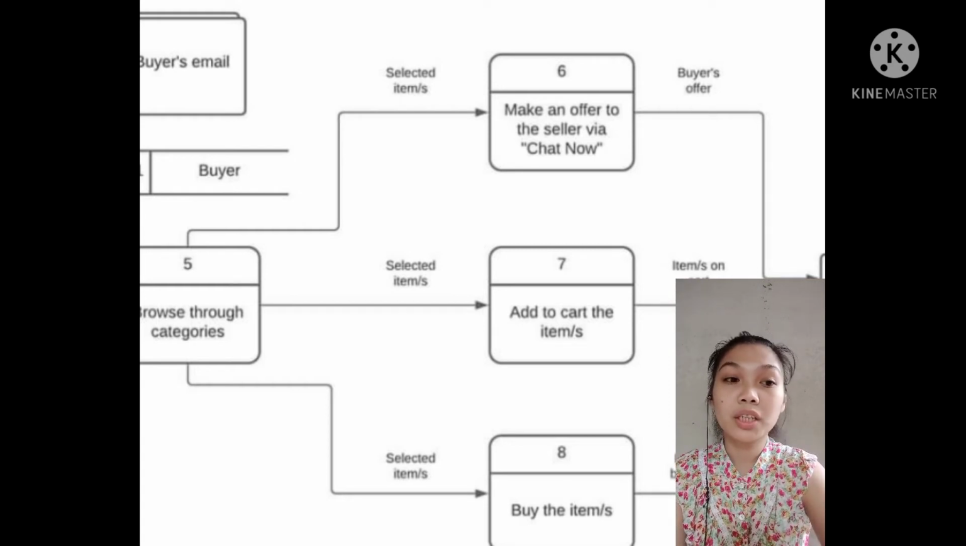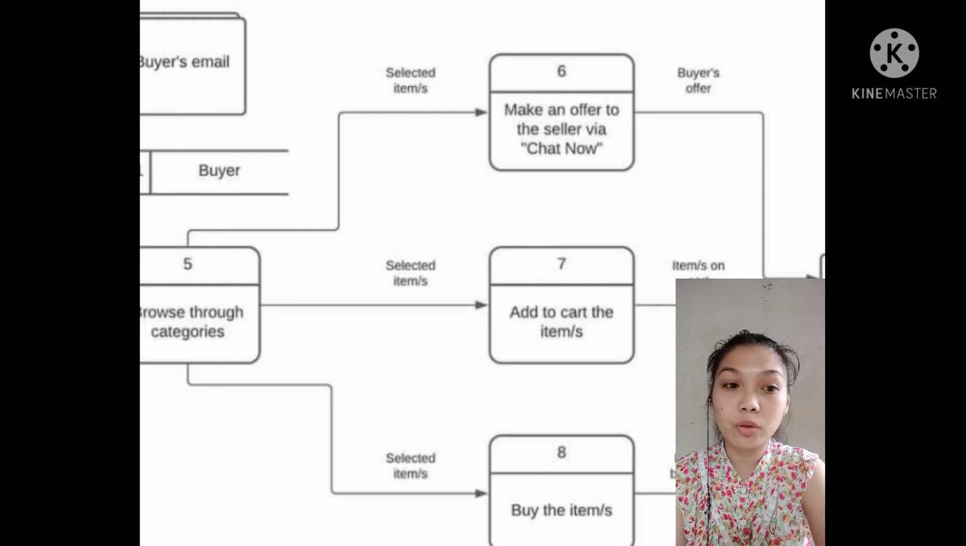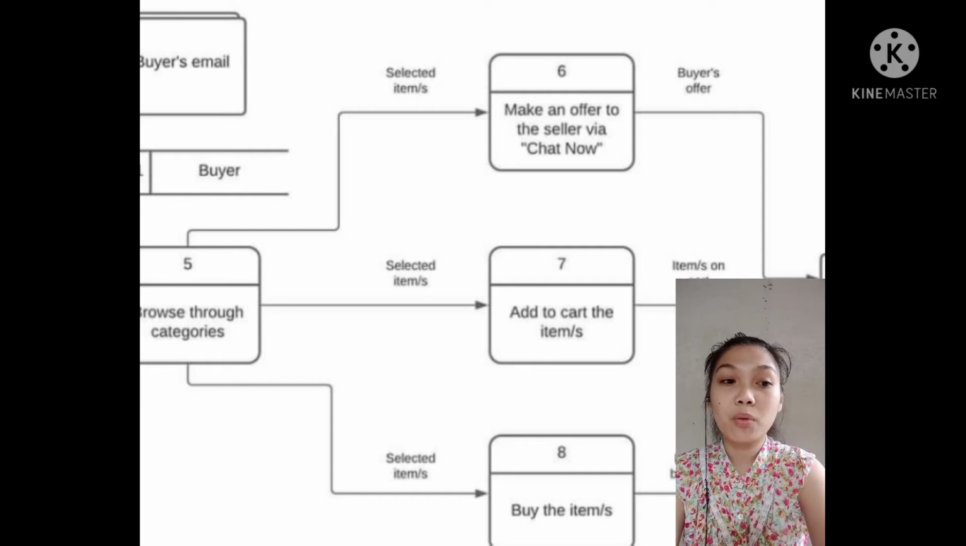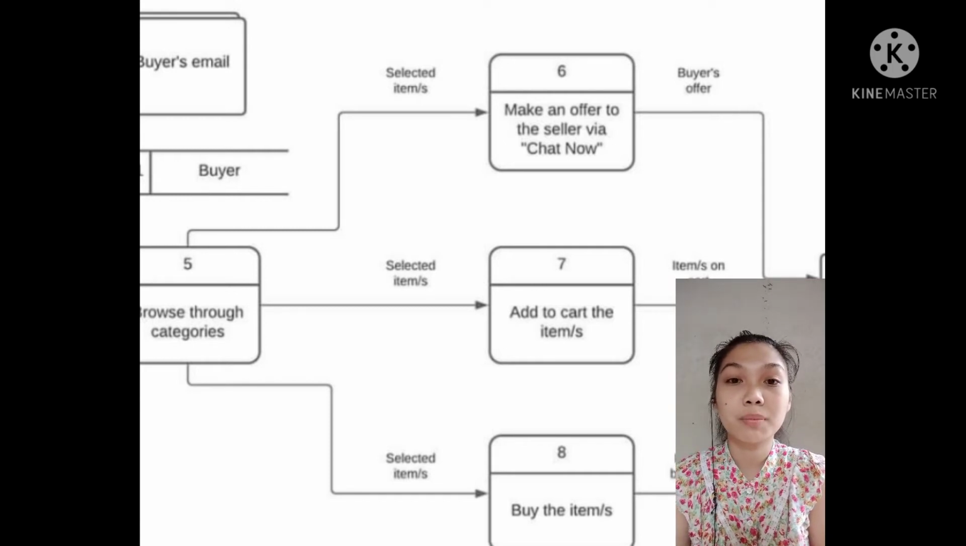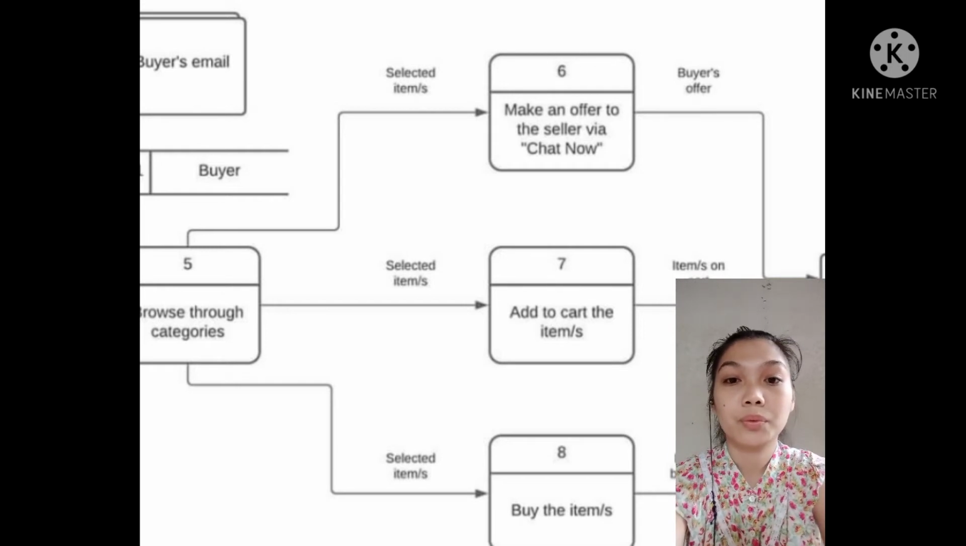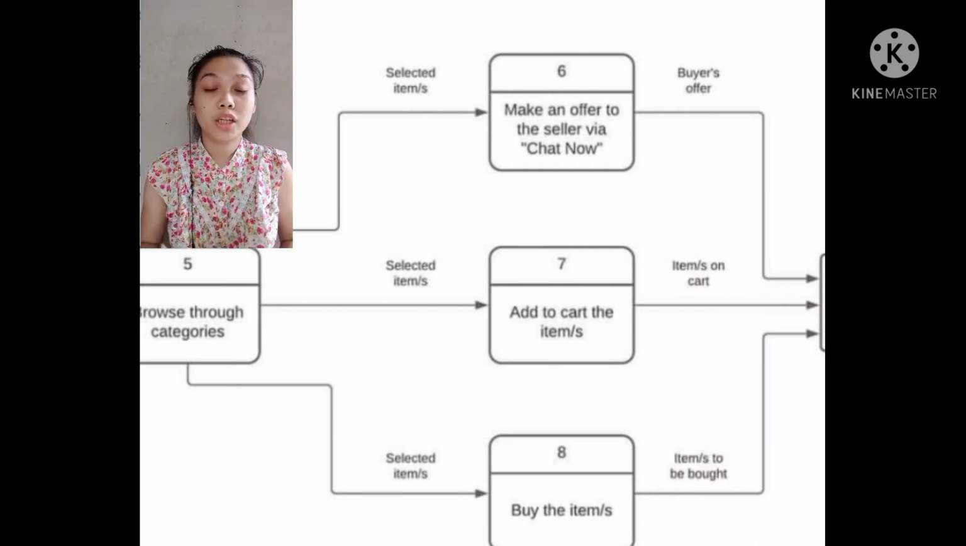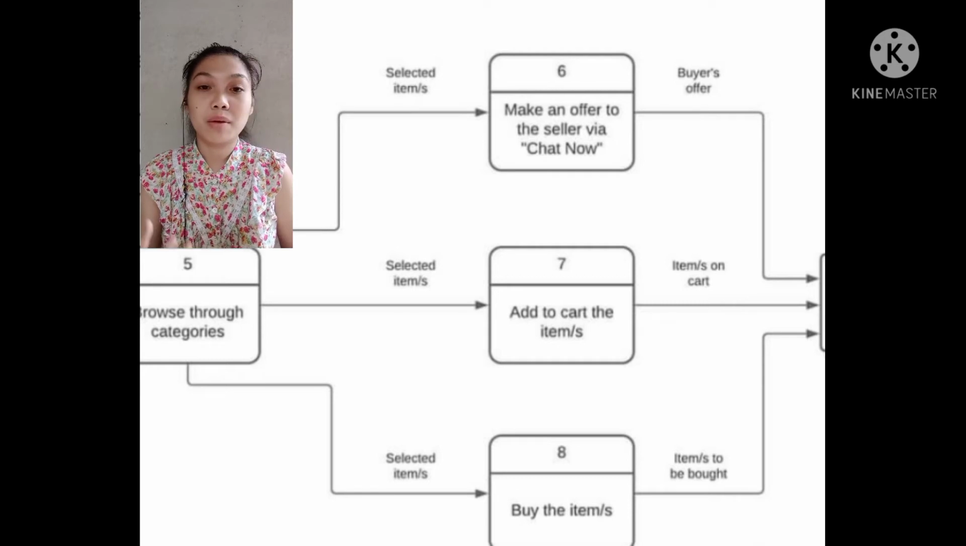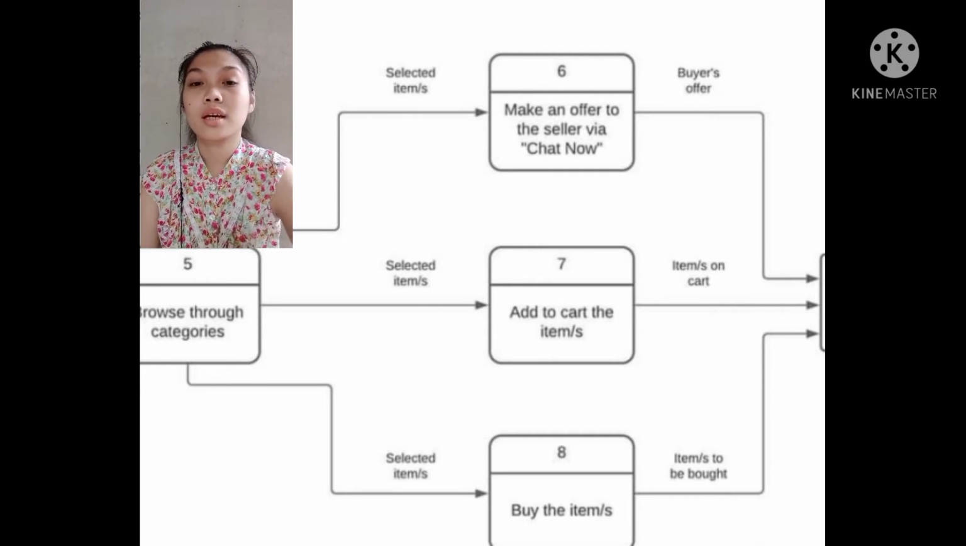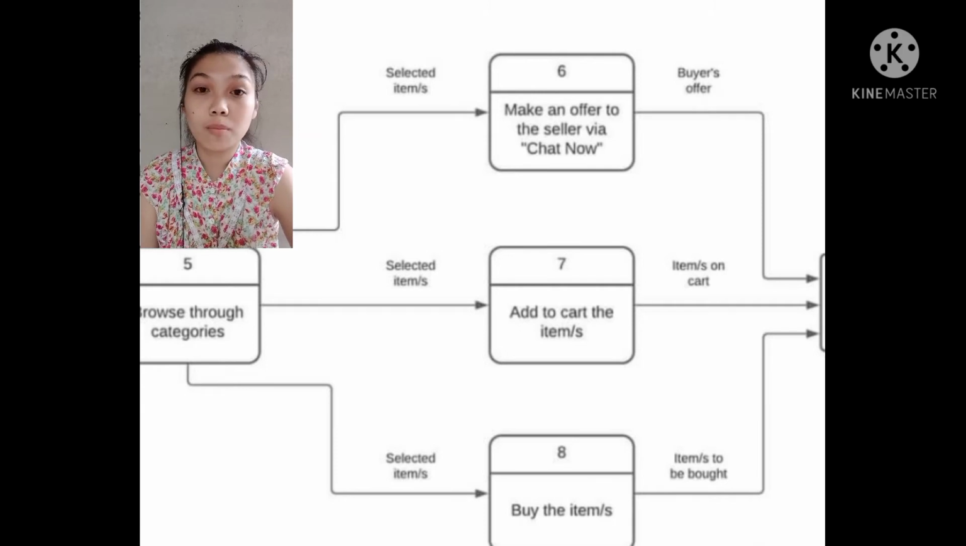Then we're going to proceed to process number 5, which is to browse through the categories. Before we browse the categories, our information has been saved. Now that our information has been saved, we have an email now, and we're going through process number 5, which is to browse through categories.